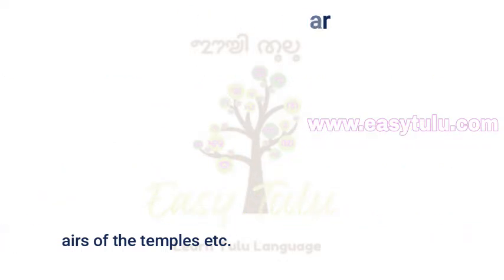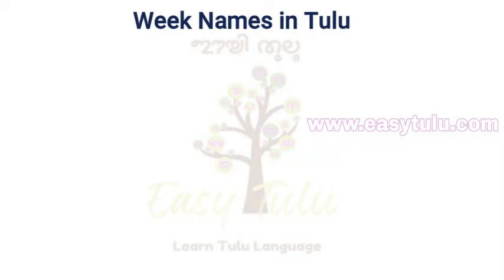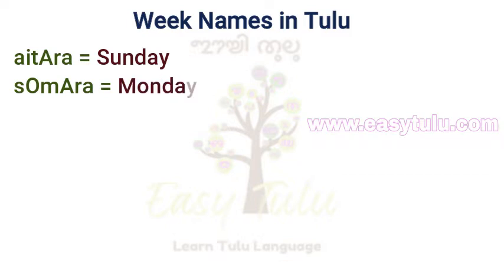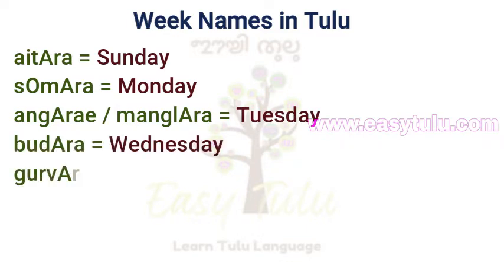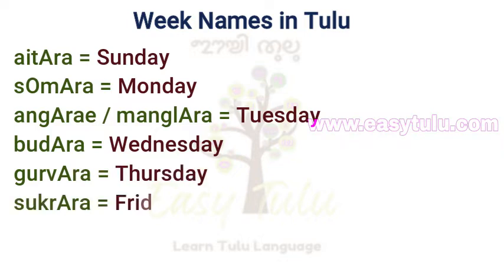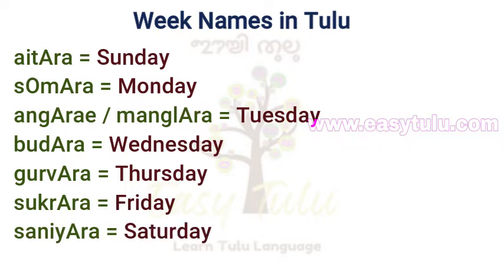Okay, now let us learn week names in Tulu. Aitara, Sunday. Somara, Monday. Angara or Manglara, Tuesday. Budara, Wednesday. Guruvara, Thursday. Sukrara, Friday. Saniara, Saturday.